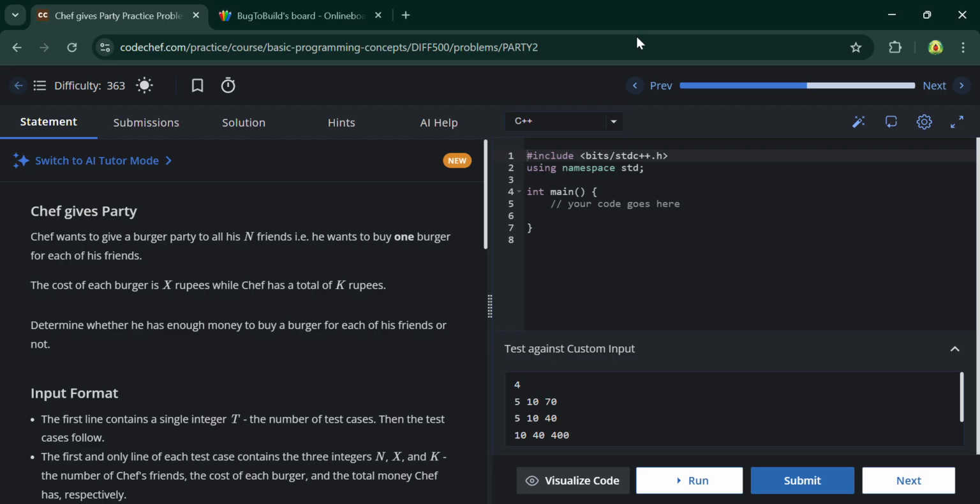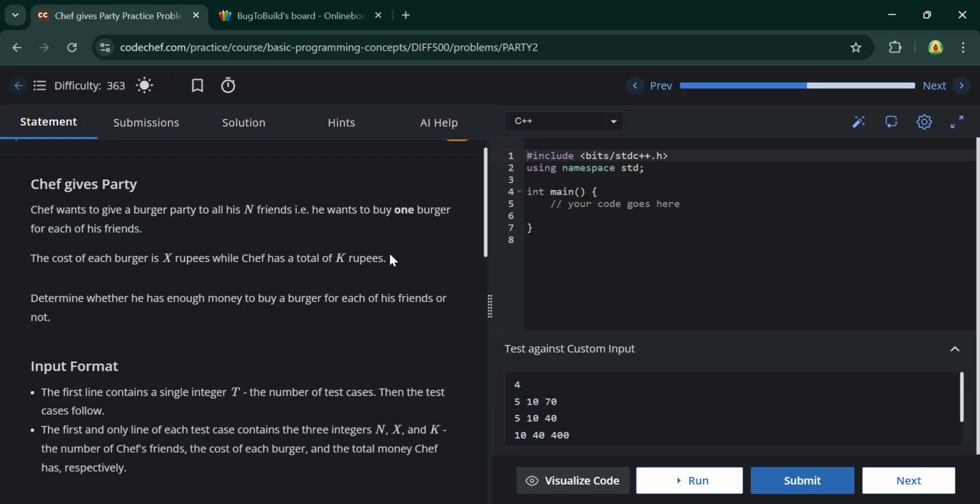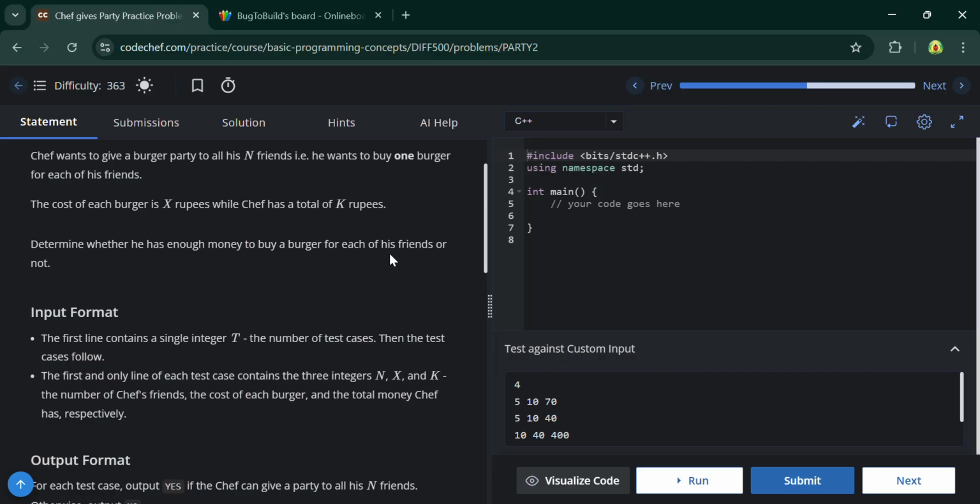Hello viewers, let's continue our CodeChef series, and now we have to solve one more question, which is Chef Gives Party. In this question there is a story of Chef, who wants to give a party to all his friends. He wants to buy a burger for each of his friends, and the cost of each burger is X rupees. You have to determine whether Chef would be able to buy the burger for all of his friends or not. You just have to print yes or no.